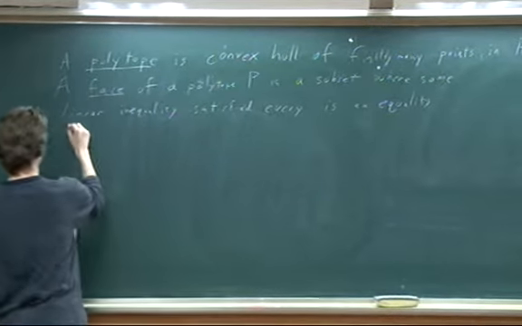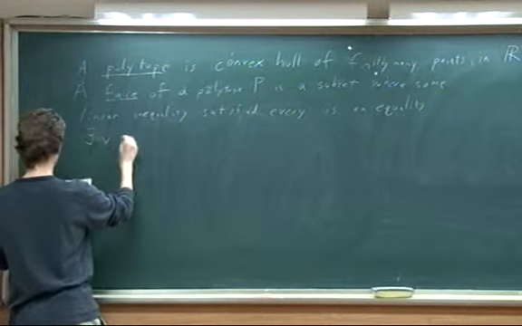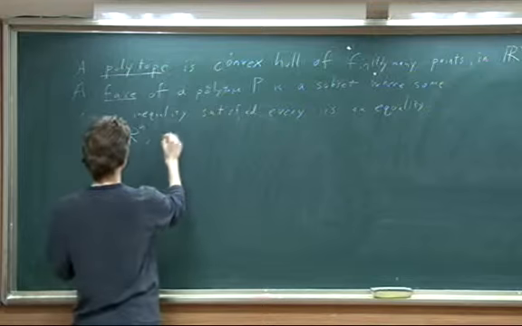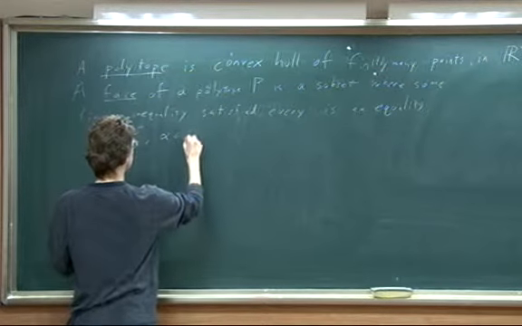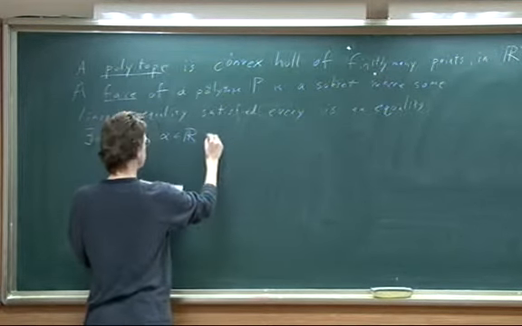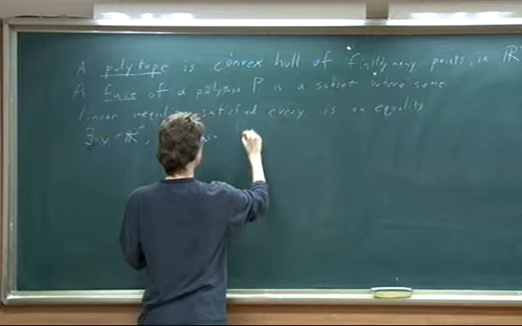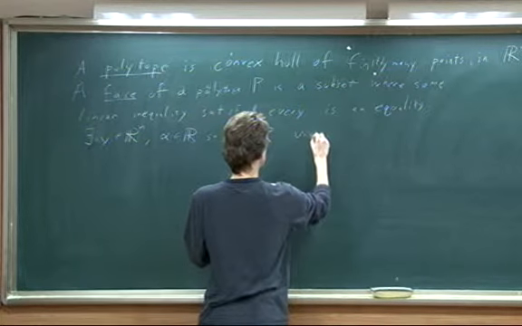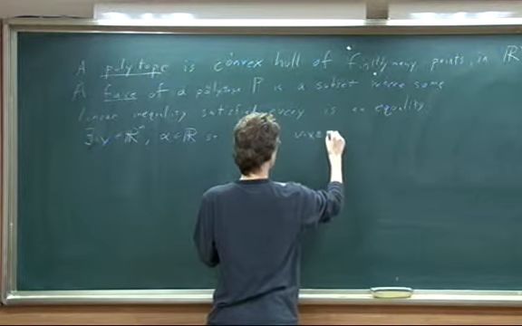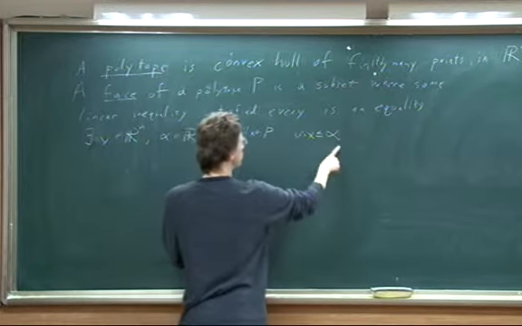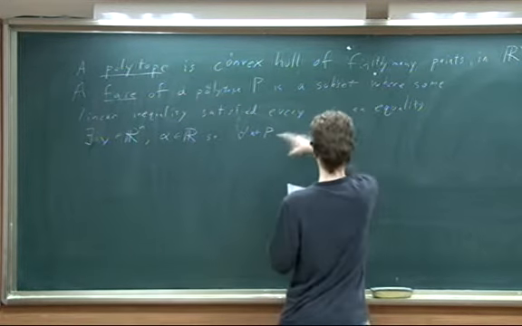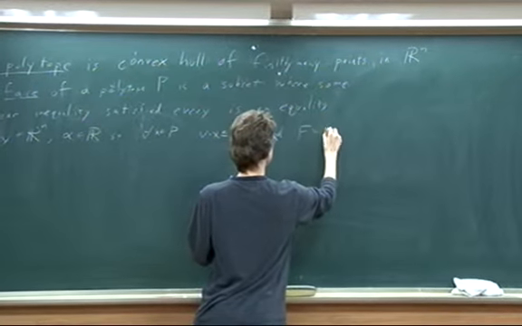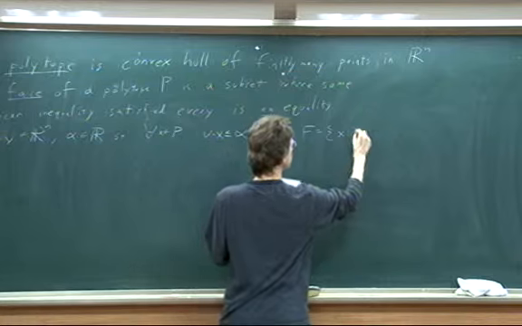So I can say there exists a vector in Rn and some value such that the linear inequality is satisfied everywhere in P, and F equals where it's equal.